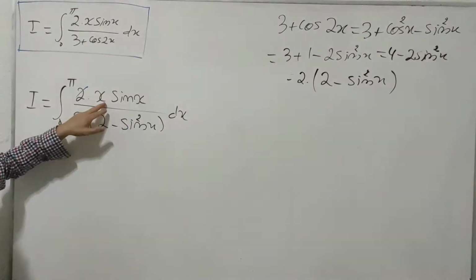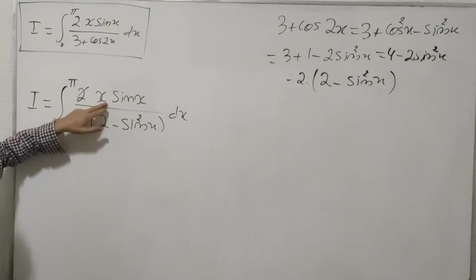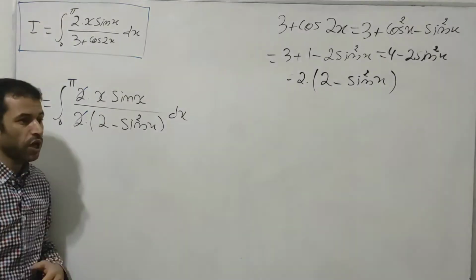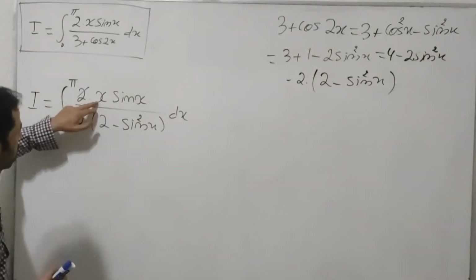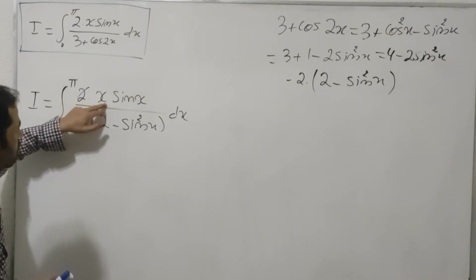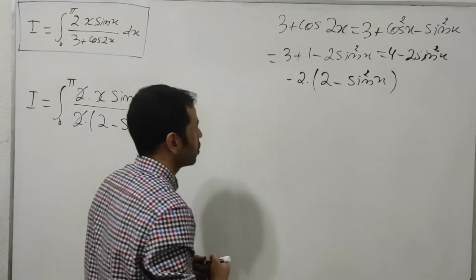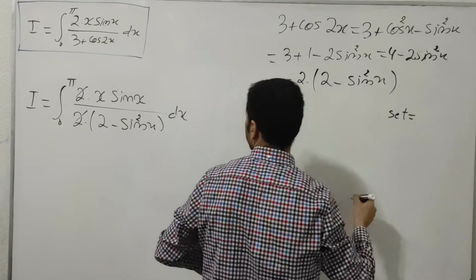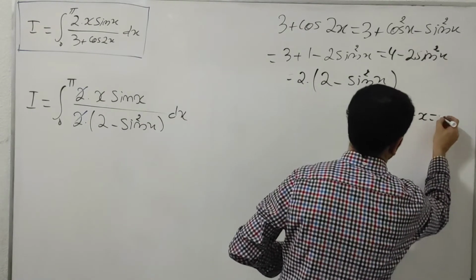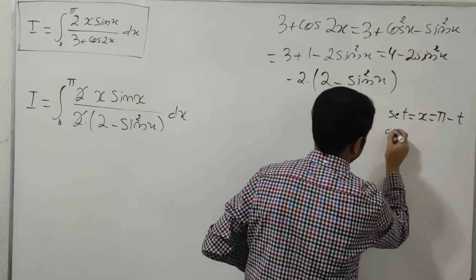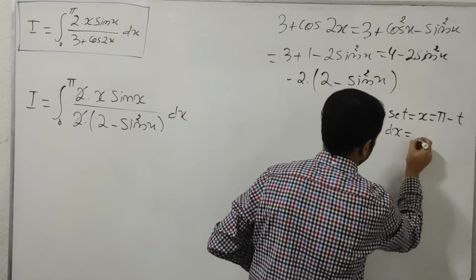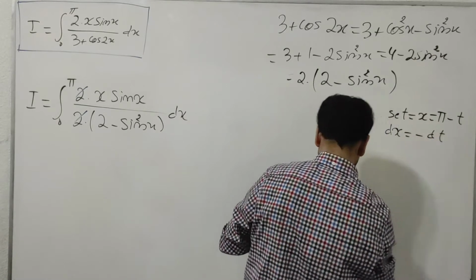So in order to get rid of x from the numerator, I'm going to make a substitution. We need to find the appropriate substitution which can cancel out x. The convenient substitution here is setting x equals pi minus t. Okay, I'm going to differentiate this, which gives me dx equals minus dt.